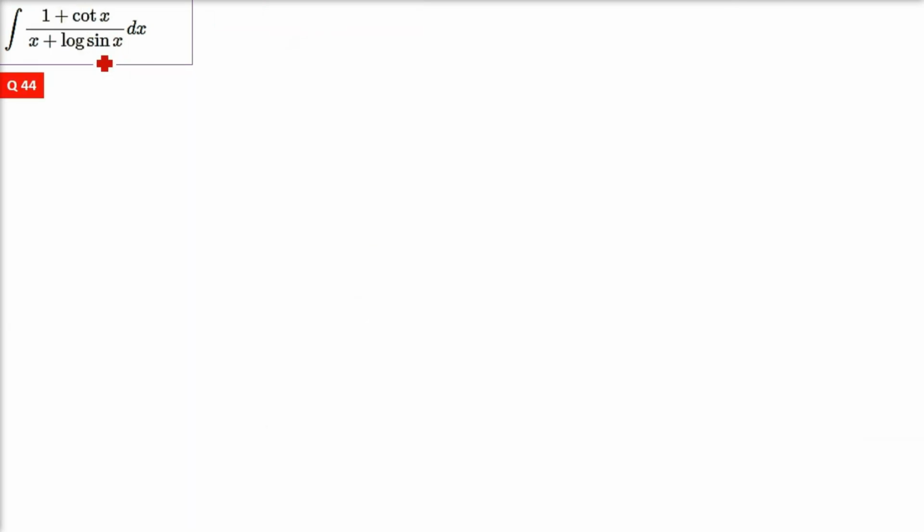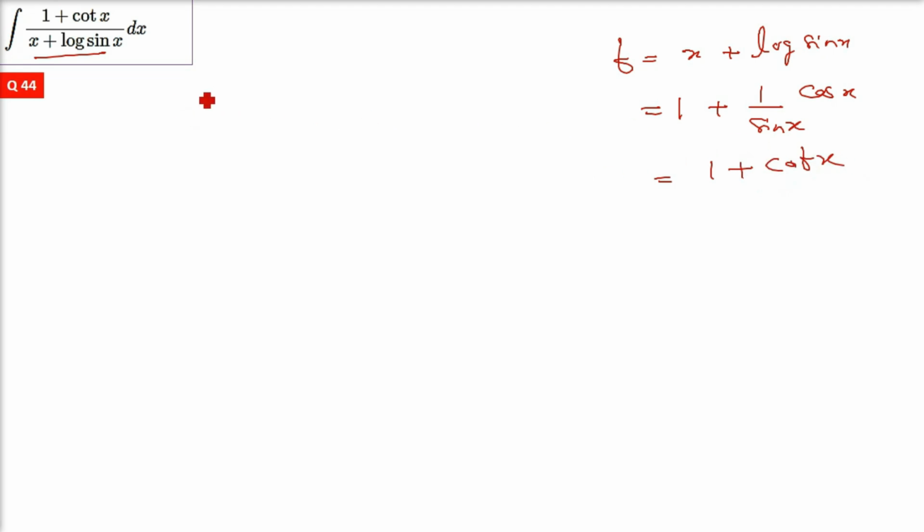1 plus cot x divided by x plus log sin x. So again, let me tell you, this type of question we have already done. T is equal to x plus log sin x, and differentiate. When we differentiate, we get 1 plus 1 by sin x times cos x. So 1 plus cot x will come by itself. This is the numerator we are talking about, 1 plus cot x into dx.